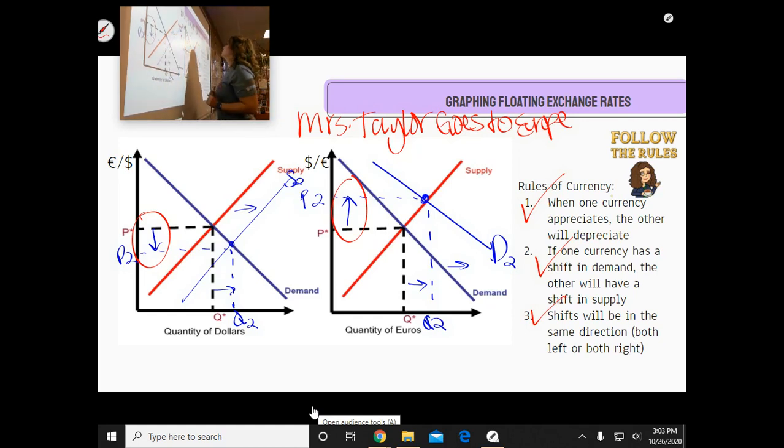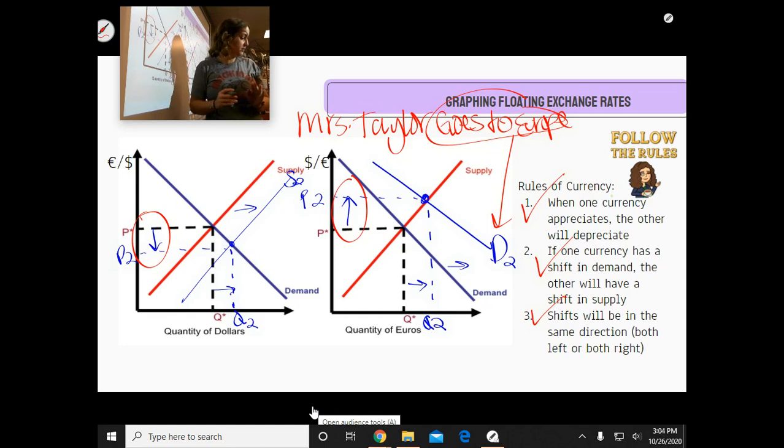When Miss Taylor goes to Europe, that will cause the dollar to depreciate and the euro to appreciate because I am demanding more of that country's currency, so the value of it's going to go up. Here's what's happening though. I understand needing more euros, demand more euros. That makes more sense. If I go to Europe, I'm going to demand more euros. But why does supply change of the dollar when I go to Europe?